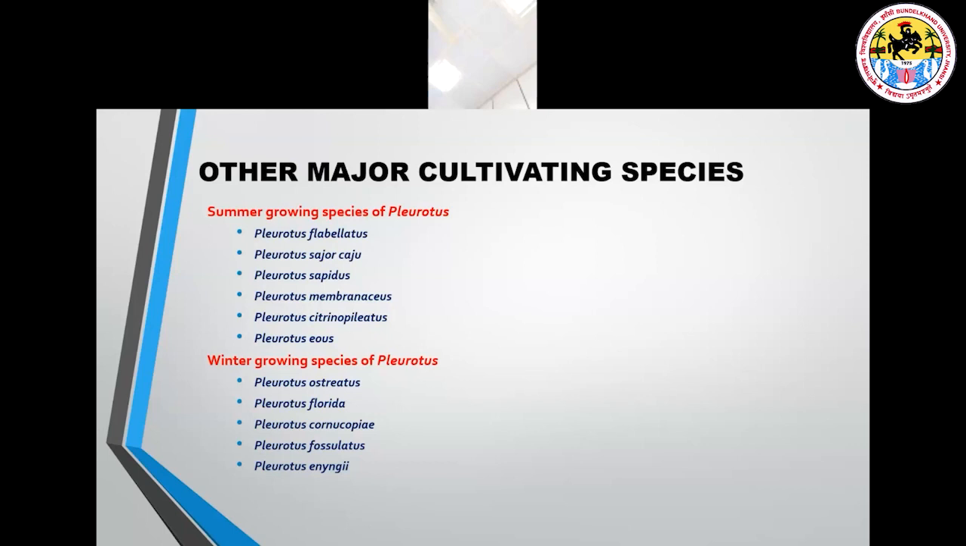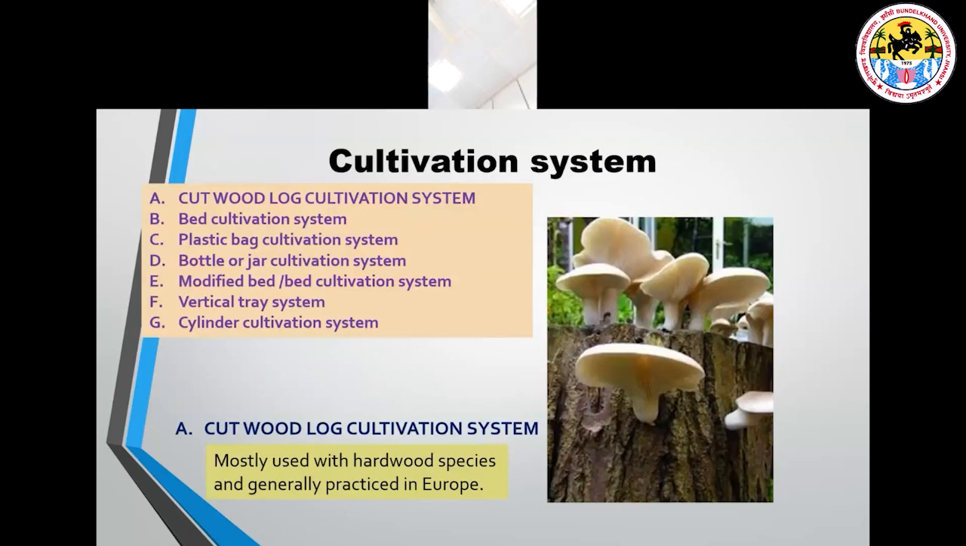Winter growing species are a little bit different from the summer growing species. Winter growing species are thick, having a good amount of flesh, and succulent in nature. And these species are Pleurotus ostreatus, Pleurotus florida, Pleurotus cornucopiae, Pleurotus fossulatus, and definitely Pleurotus eryngii. So these have huge flesh in comparison to summer growing species. These species can be grown in different ways.